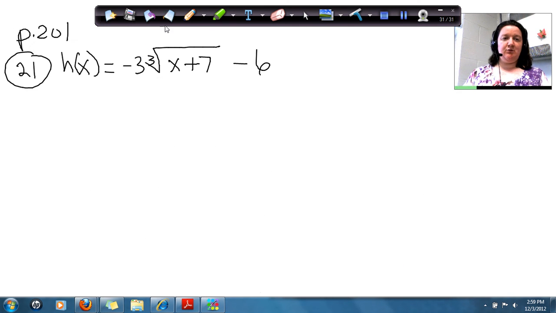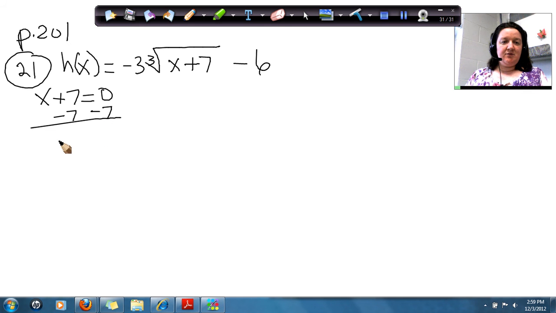Now let's look at 21. So here we have the function h of x equals a negative 3 third root of x plus 7, minus 6. Now here, because we have a third root, we're going to find our middle value by taking the root of what's underneath here. So x plus 7 equals 0. So subtract 7. So we know that x can be equal to negative 7. That's going to be the middle of our domain.